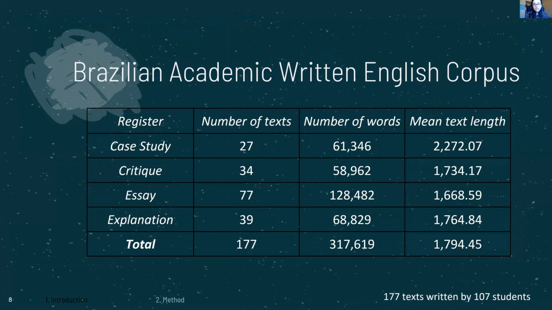So it has 13 genre families, but in this case, I'm using the registers that had more texts. So I'm looking at case study, critique, essay, and explanations. And in total, I have 177 texts written by 107 students. So each student could contribute up to 4 texts to the corpus.